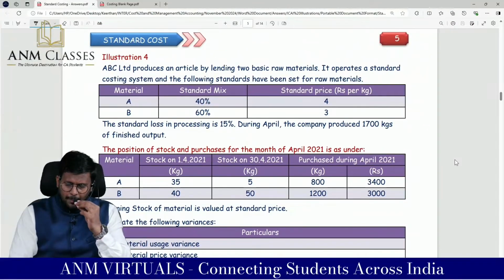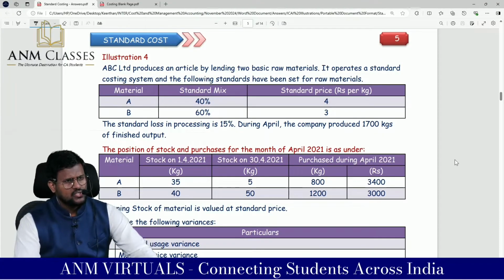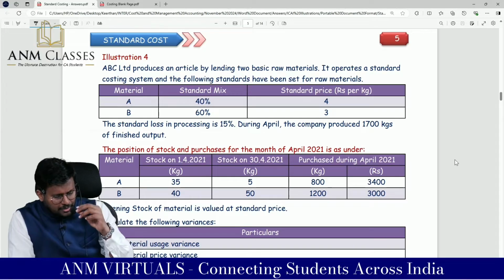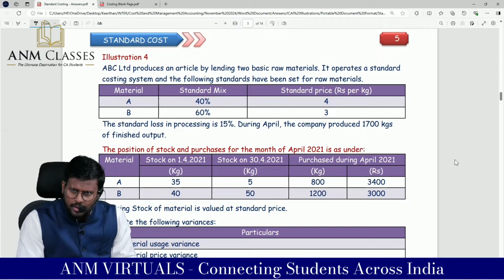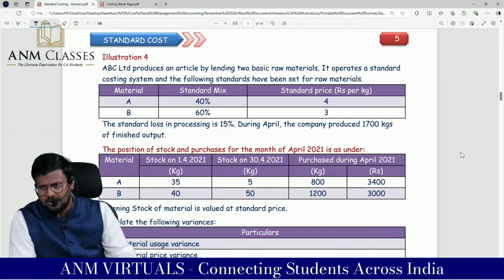Very happy morning to all. So we are doing standard costing ICAI study material sums. In the last lecture, we have done illustration number 1, 2 and 3. Now we'll be doing illustration number 4, 5 and 6, the next 3 questions.